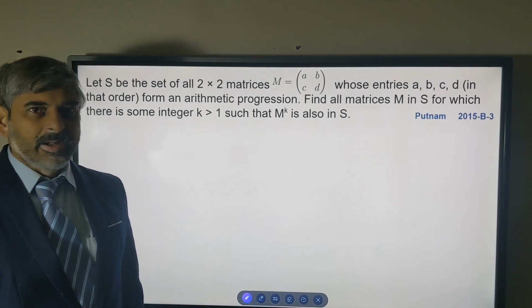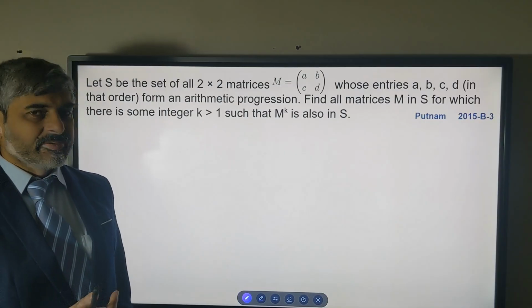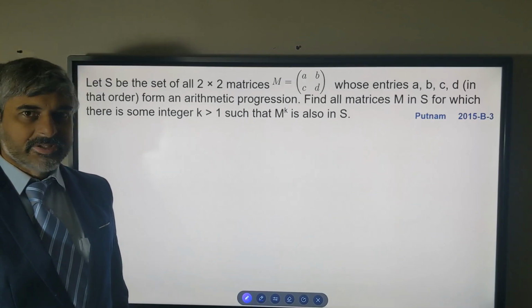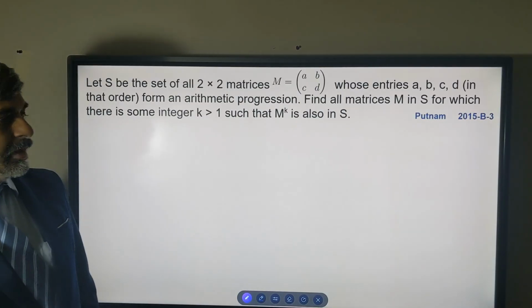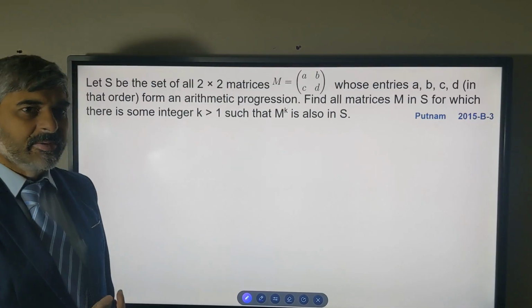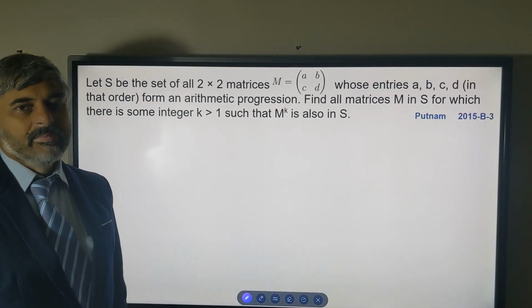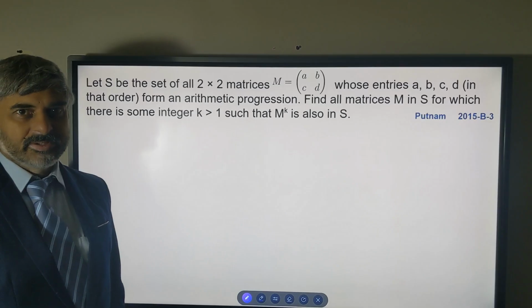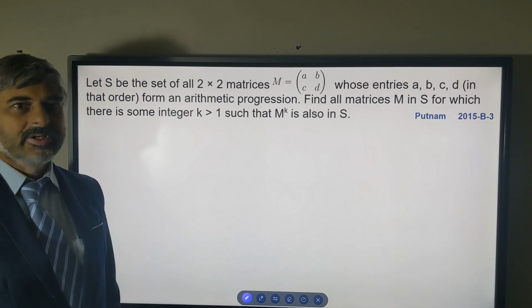Hello everyone. This is a problem from Putnam's Math 2015. It's a B3 problem, which means it's supposed to have a reasonable difficulty level. And one of the reasons I'm taking up all the linear algebra problems from Putnam is because linear algebra is one of the three main components required if you really want to understand deep into AI and machine learning.